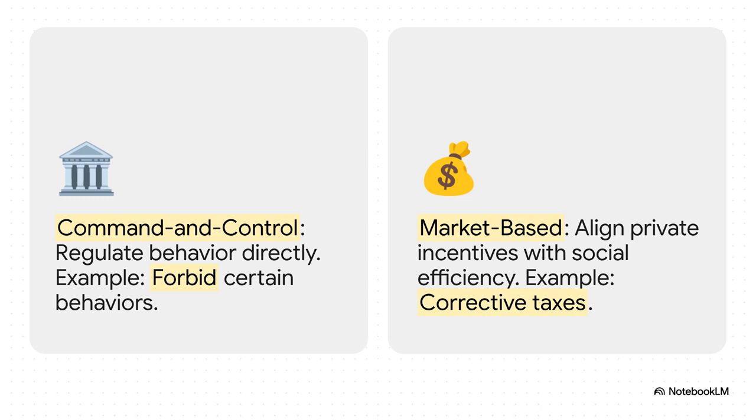First, there's the command and control approach. This is direct regulation, like making a rule that says you cannot pollute more than this amount, period. But then there are market-based policies. These try to align private incentives with what's best for society. Think taxes on pollution or creating permits to pollute. Economists, for the most part, tend to prefer these market-based solutions because they can often achieve the same goal but at a lower cost to society.